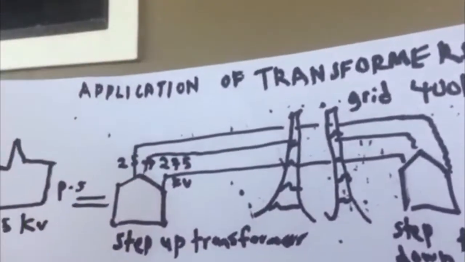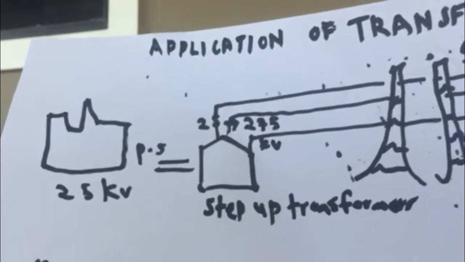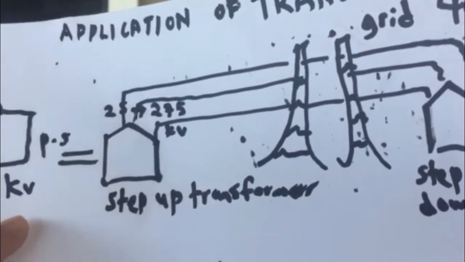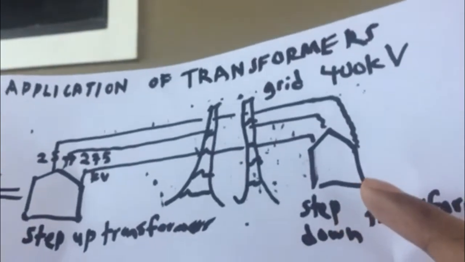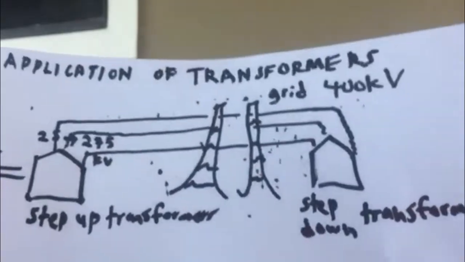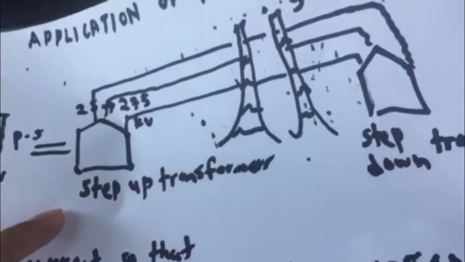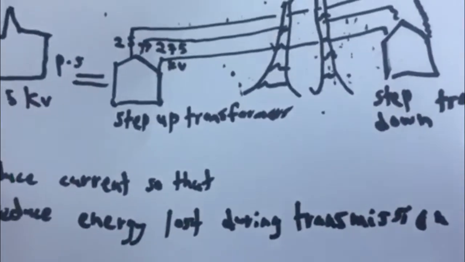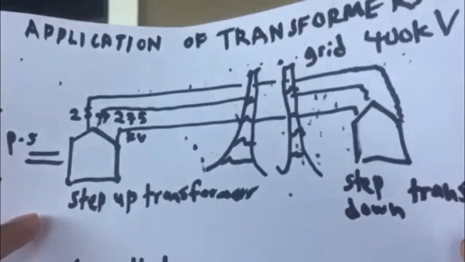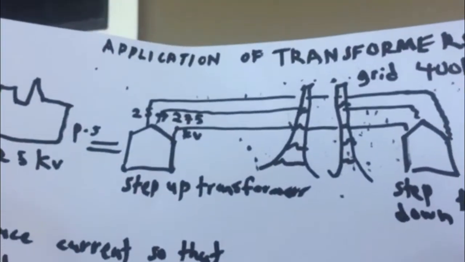So where do we actually use transformers in our life? We learn about this in high school until now, but what is actually the application of transformers? The basic application is our national grid network, where the power supply from the hydroelectric generator goes to the step up transformers, and we increase the voltage up to 275 kilovolt and supply it to the grid network. So why do we use step up transformers in the first place? It's because we want to reduce the current so that we reduce the energy loss during transmission from the power supply to the area where we distribute the energy.